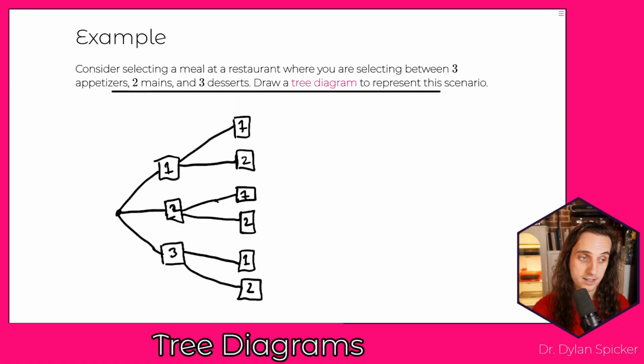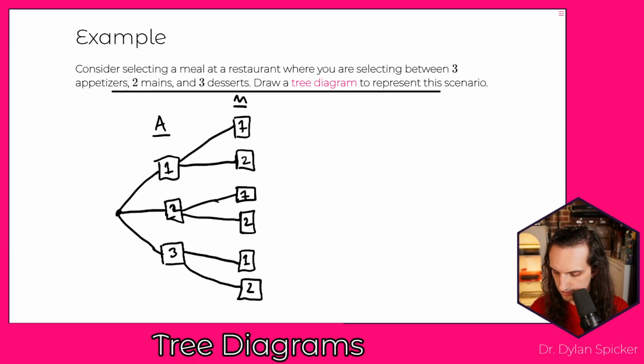Now we've decided on our appetizers and on our mains, and we need to decide on our desserts. There are 3 desserts that we can choose, so we would have dessert 1, dessert 2, and dessert 3. I'll put in 1, 2, and 3, and then we can do the same thing for each of these.